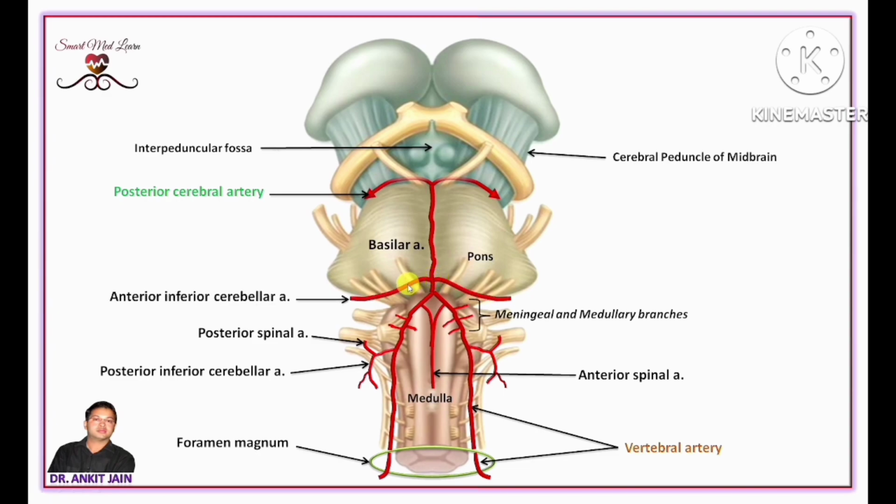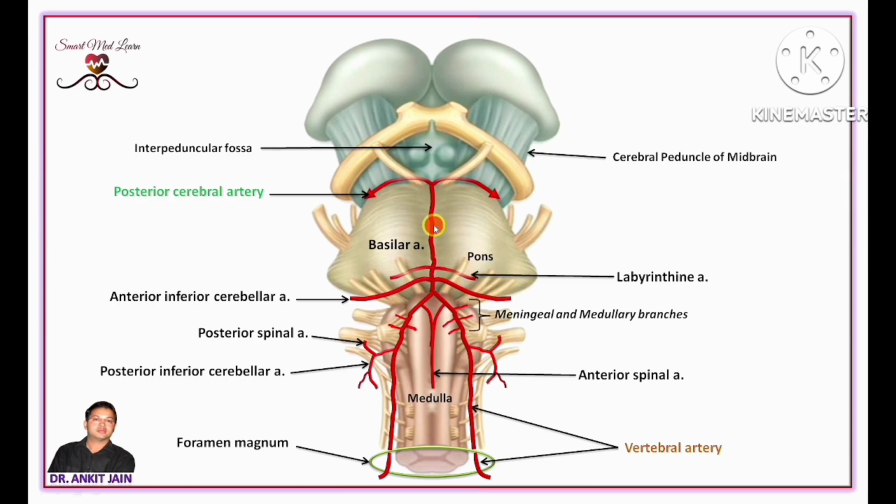The anterior inferior cerebellar artery arises from the basilar artery close to the lower border of the pons. It runs backward and supplies the anterolateral portion of the inferior surface of the cerebellum. The labyrinthine artery, after arising from the basilar artery, runs along with the eighth cranial nerve and enters the internal acoustic meatus to supply the internal ear.